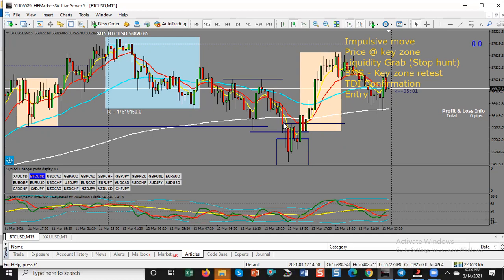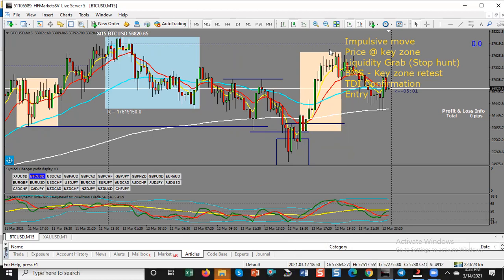So after the push, price returned back, creating this high. Price came back to retest the liquidity zone, came back up to break this small swing high created. On the close of this candle, with the confirmation of the RSI line crossing the signal line already, and above the yellow and the red, we take our entry. And that is it. So that is the second type of entry.